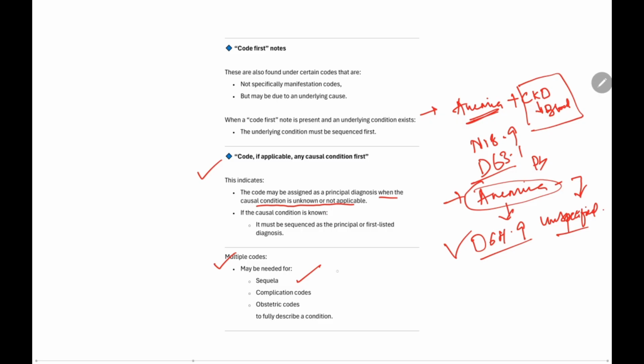Then multiple codes may be needed for sequela. What is sequela? It comes after years. The same problem: first it came, he got treated, and he is coming again and again for that. So that is sequela. Complication codes: he came after 5 days because of the surgery, and post surgery he got some complications. That is it. Then obstetric codes: there are multiple codes for obstetric conditions also. The main condition will be there, and additional to that there are additional codes also. So multiple codes may be needed for sequela, complications, obstetric codes, or to fully describe the condition.